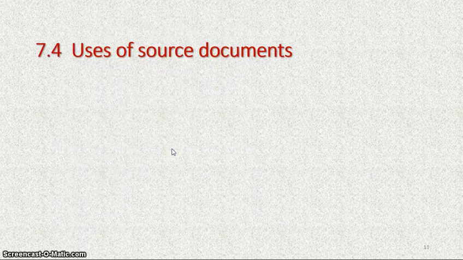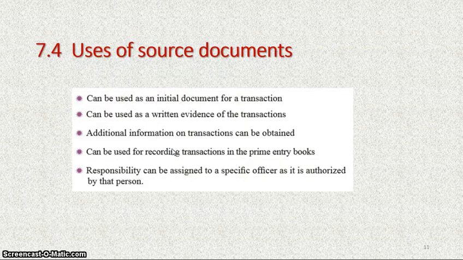Okay. Uses of source document. What are the uses of source document? Can be used as an initial document for a transaction. So before posting them in the prime entry book, you will have source documents. Can be used as a written evidence of transaction. So you have a proof that the transaction has taken place.